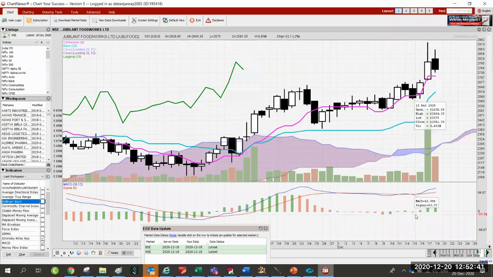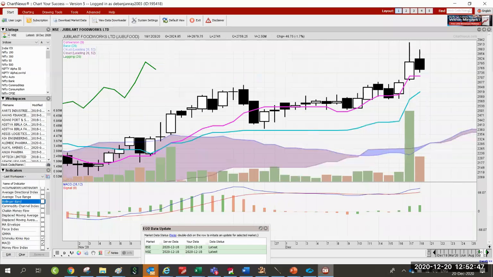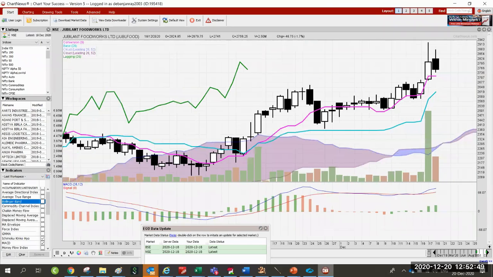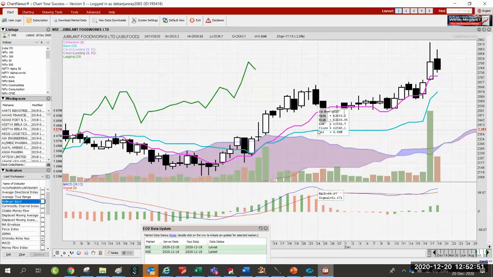Let's test with any other signal. We are taking Jubilant Footwork as an example, and you can see this line. This is the K line. Okay, this K line is moving flat. Do not buy. Whenever there is an upward slope, buy. This is the thing you can see.